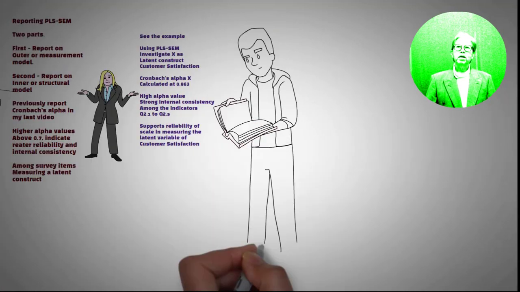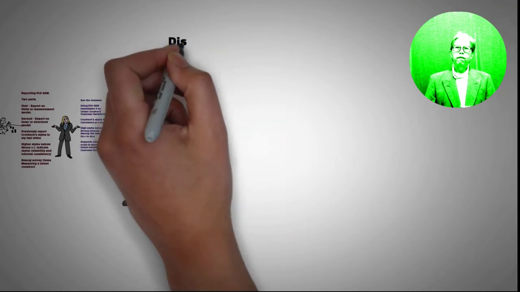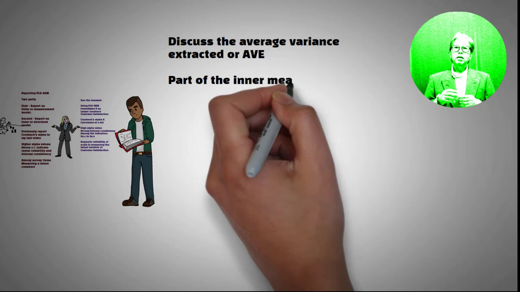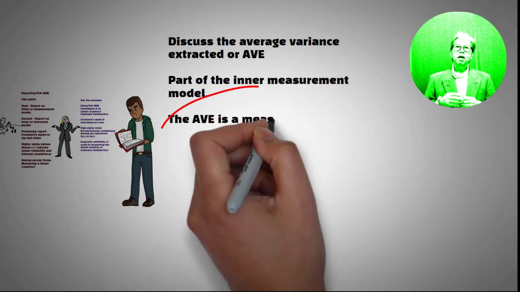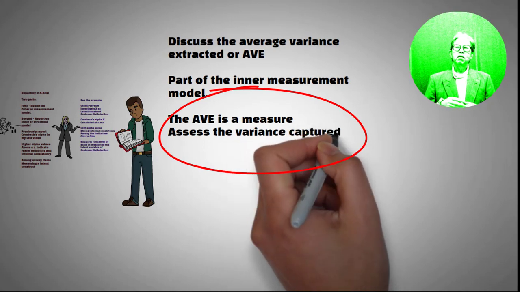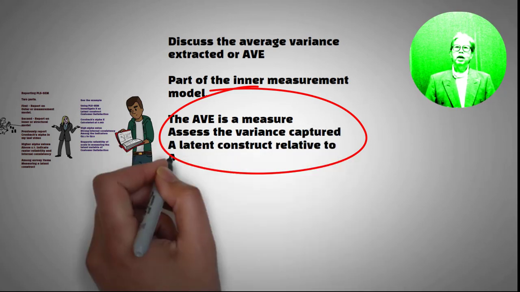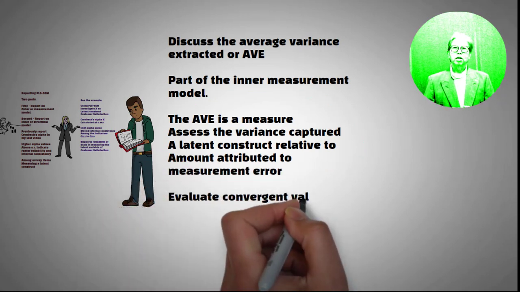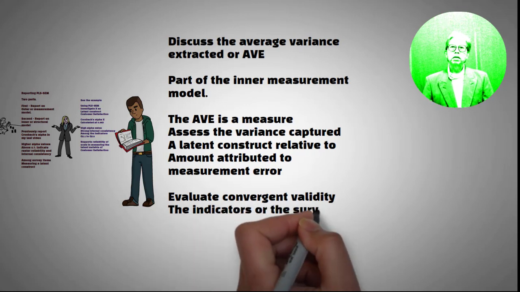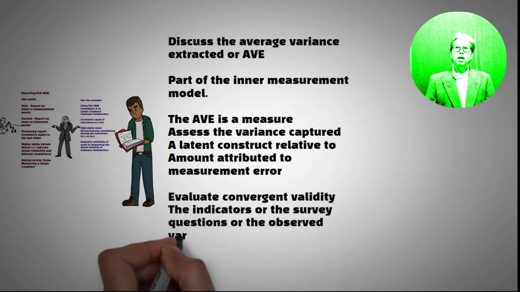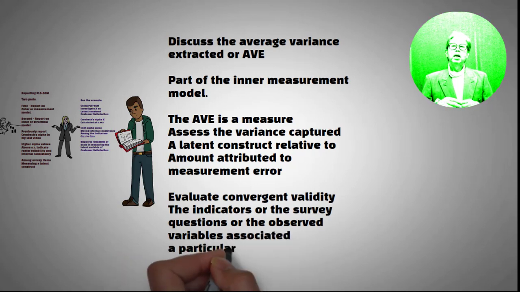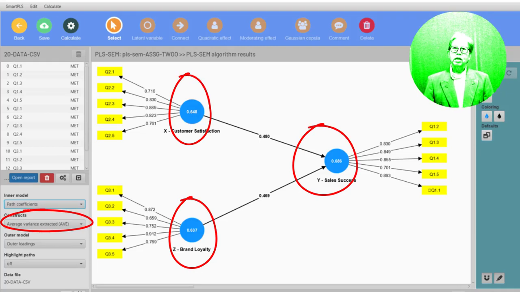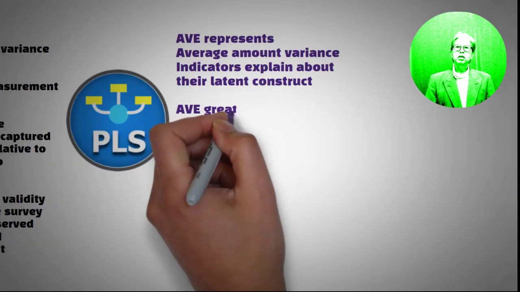Now I will discuss the average variance extracted, or AVE, as part of the measurement model. The AVE is a measure to assess the variance captured by a latent construct relative to the amount attributed to measurement error. It helps to evaluate the convergent validity of the indicators of the survey questionnaire, or the observed variables associated with a particular construct. The AVE represents the average amount of variance that the indicators explain about their latent constructs.